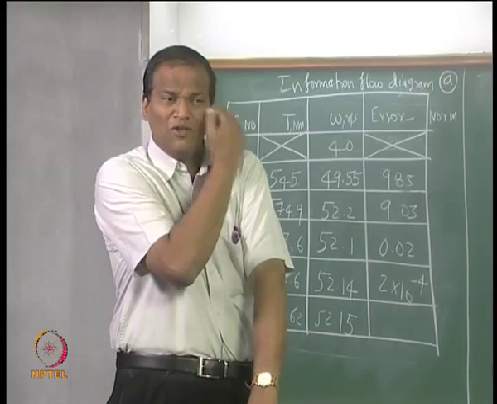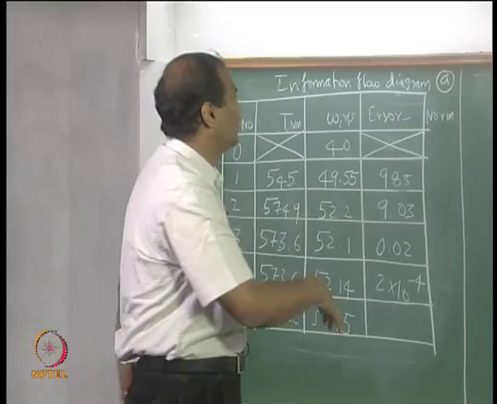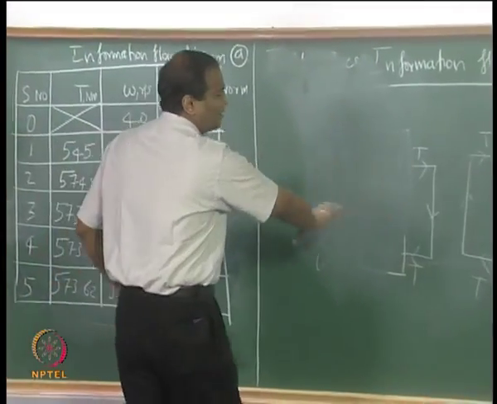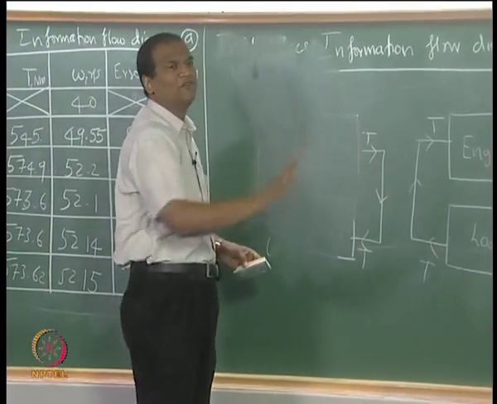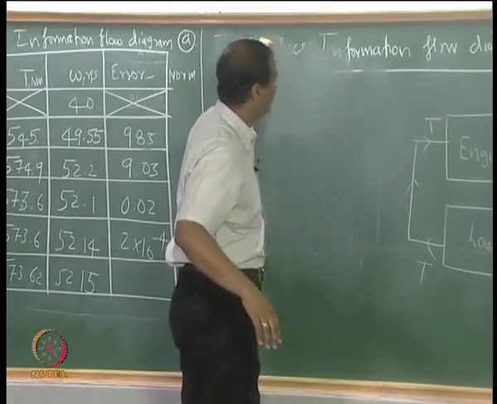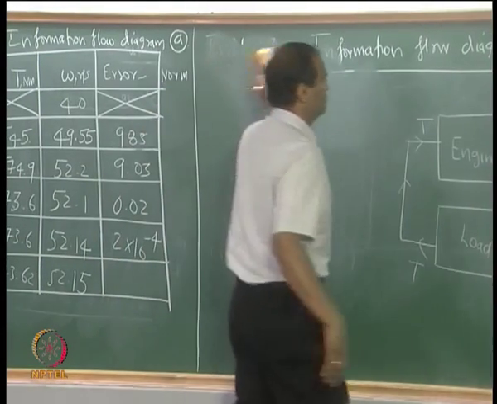Why am I saying one of the two information flow diagrams? Usually we are looking at a two component system, and generally for these things two types of information flow diagram alone are possible.